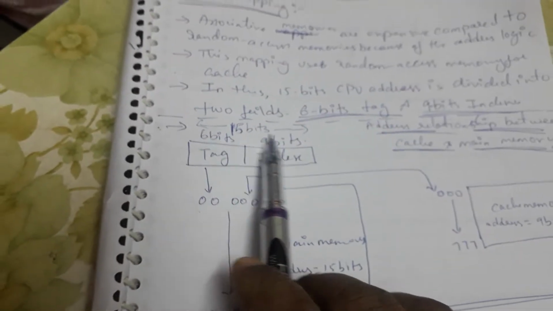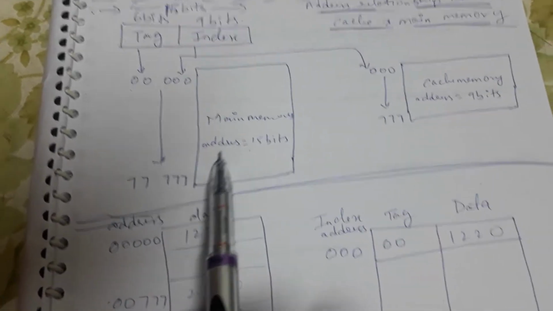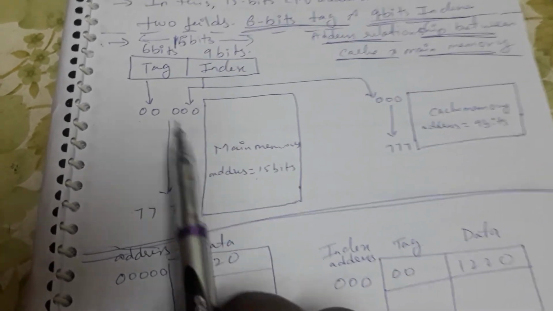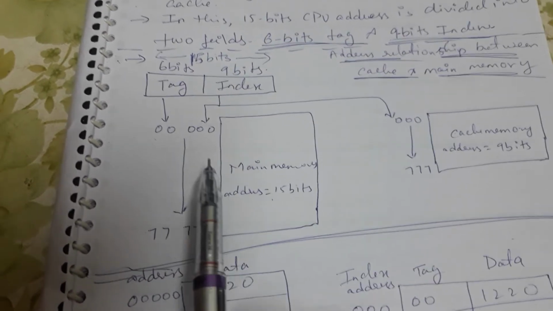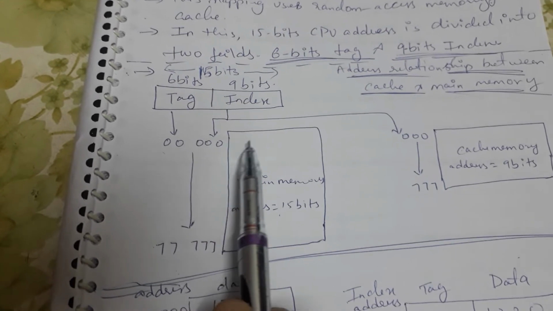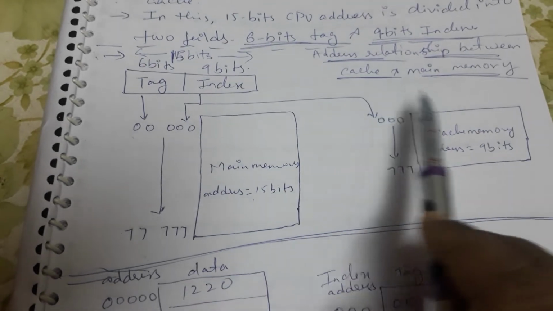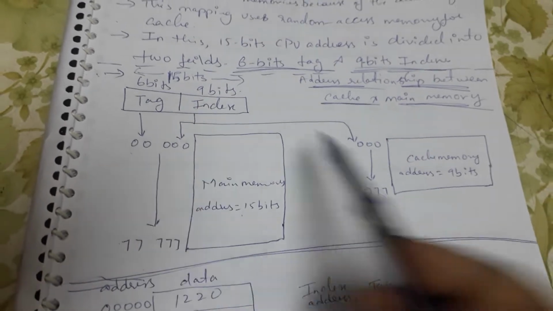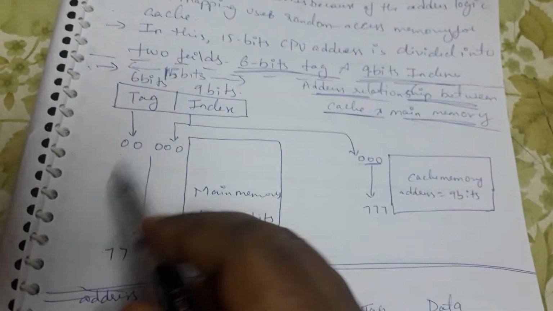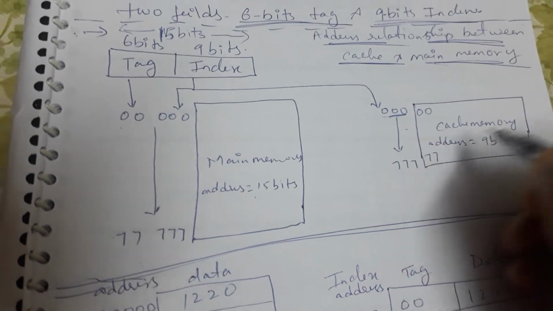So as you can see, this 15-bit CPU address is divided into tag and index, right? If you look at the main memory, the address is 15 bits, and these are the addresses that are used. If you are placing the same address in the cache memory, we are going to use this index here, and the tag value is being moved inside.